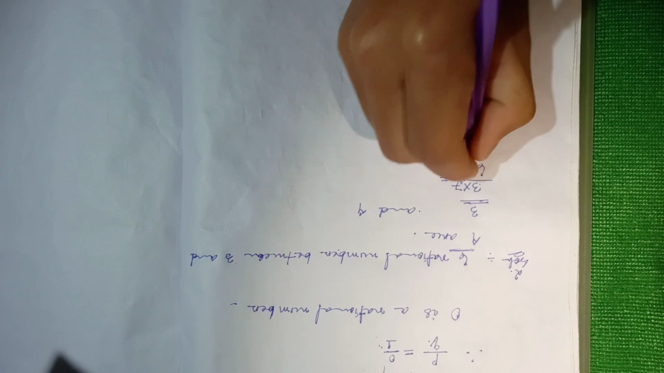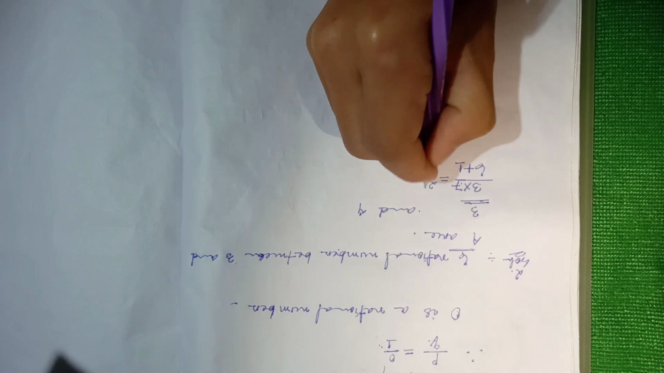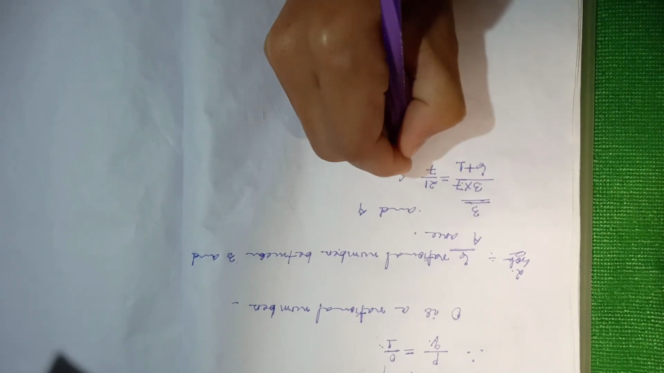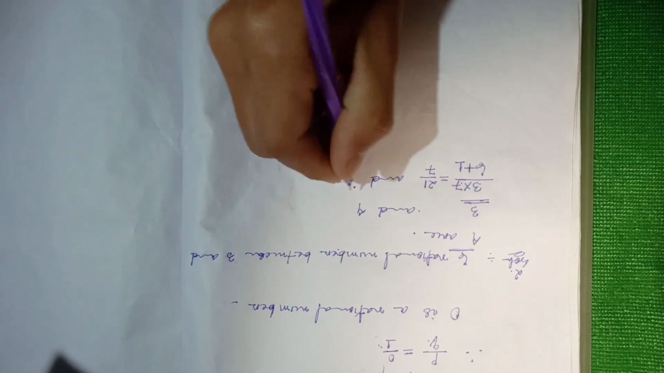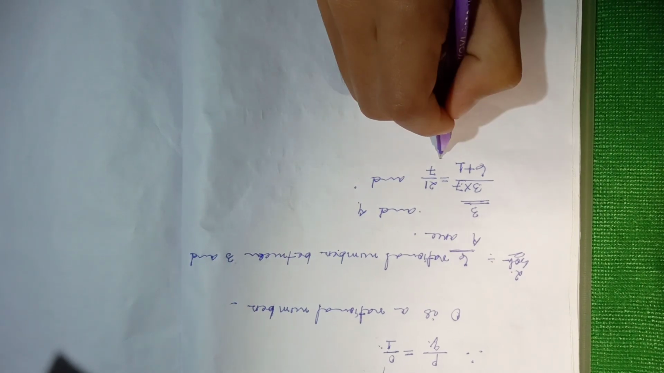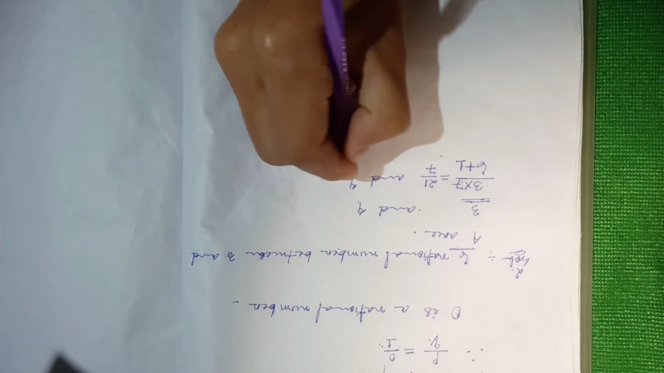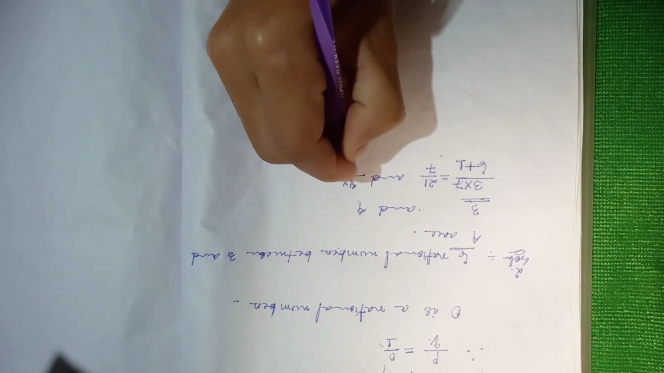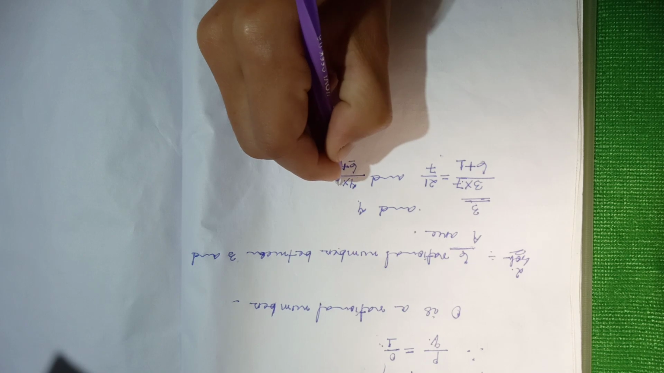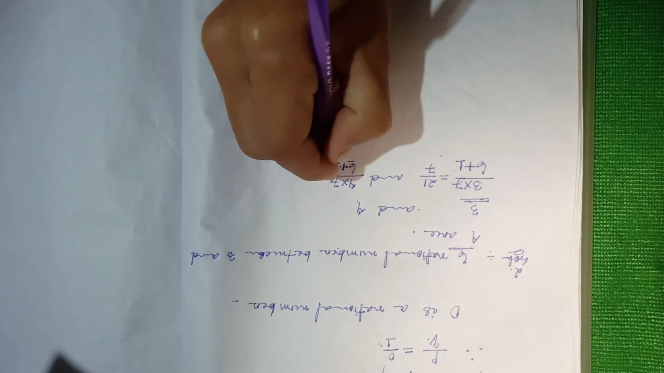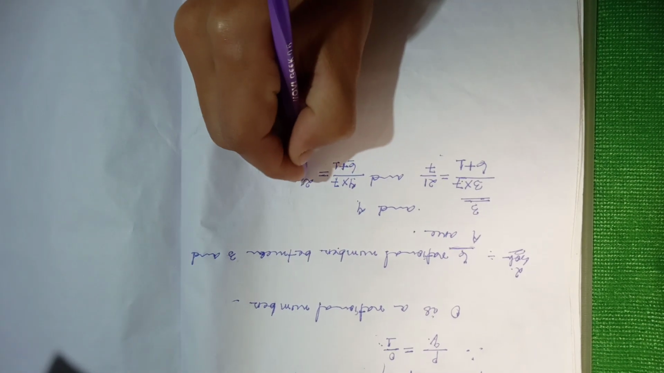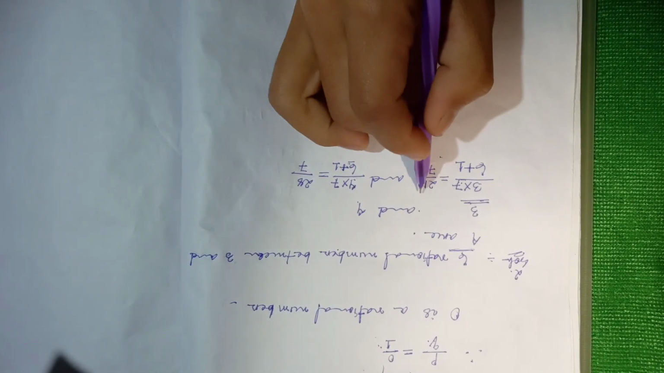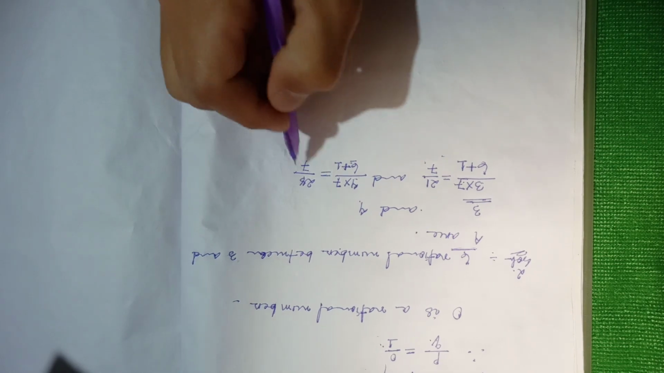So 3 times 7 will give you 21, and 6 plus 1 will give you 7. Even for this number you have to apply the same process: 4 times 7 will give you 28, and 6 plus 1 will give you 7. So we got 21 by 7 and 28 by 7.